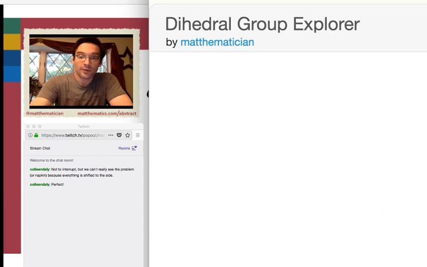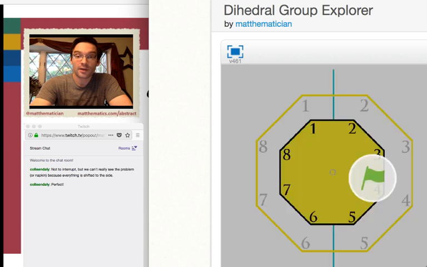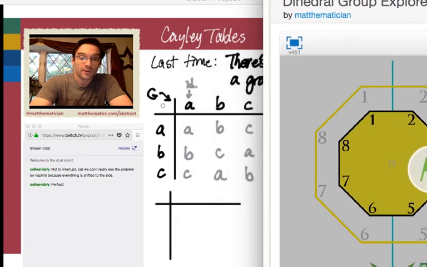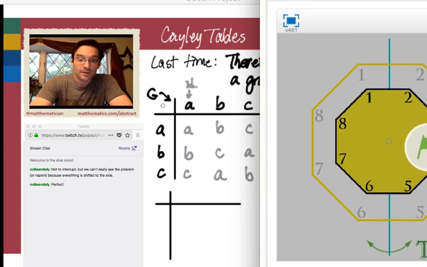So here's my Dihedral Group Explorer Scratch app. Again, you can find a copy of this on my website, mathematics.com/abstract, to play around with if you like. Let me see if I can move this into the center of the screen a little bit more easily. Well, how about I share the screen a little bit like this? There we go.